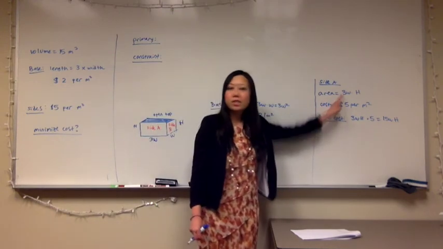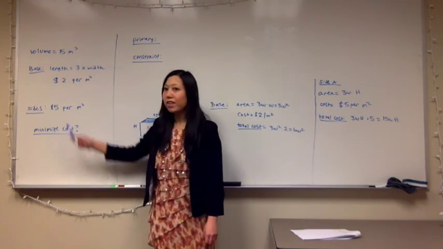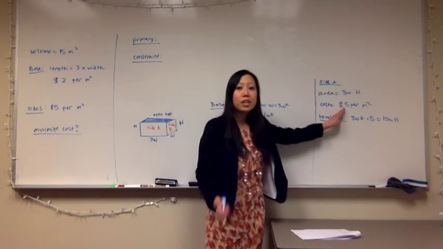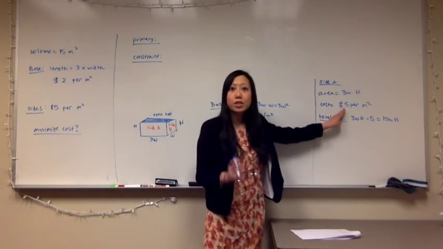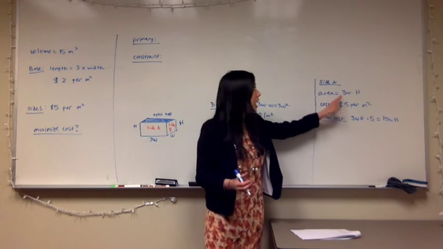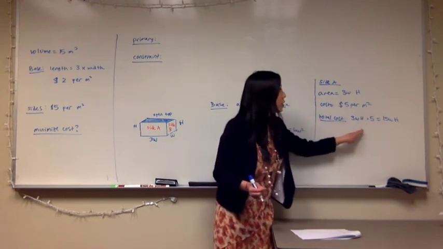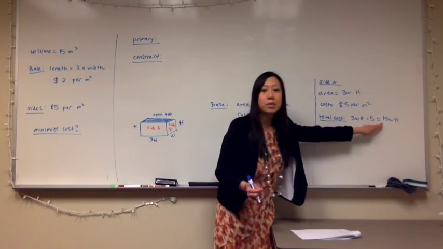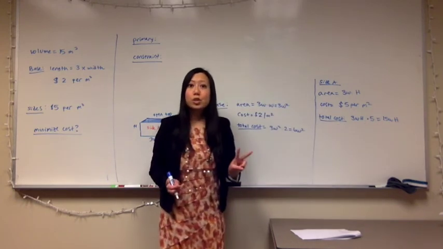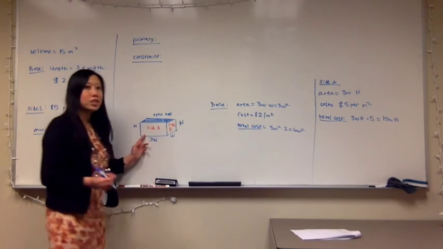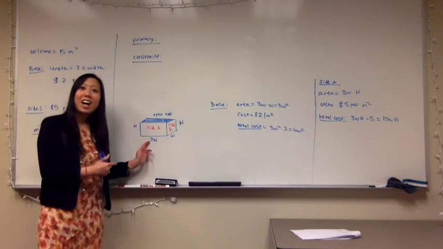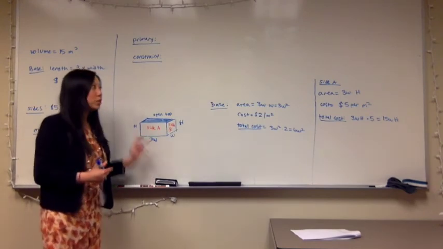The cost of this side, as given to us, is $5 per meter squared. So to find the total cost of one side, I multiply the area by the cost. And so here, I get 3WH times 5 is 15WH. Notice here that there's two of them because there's a side A that's facing towards us, and then there's the one behind that, that's parallel to it. So there's two of those.